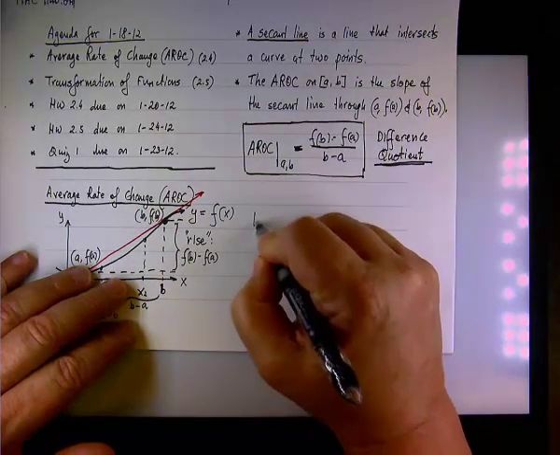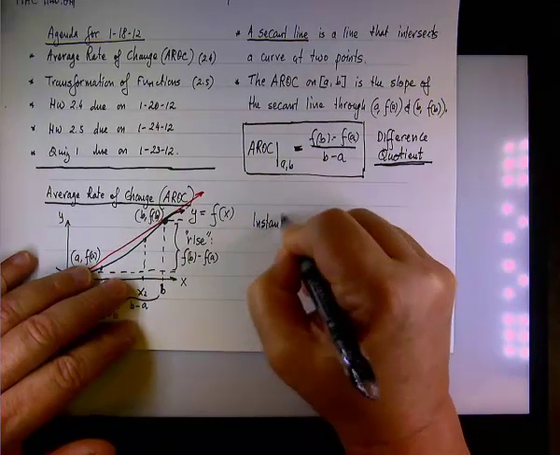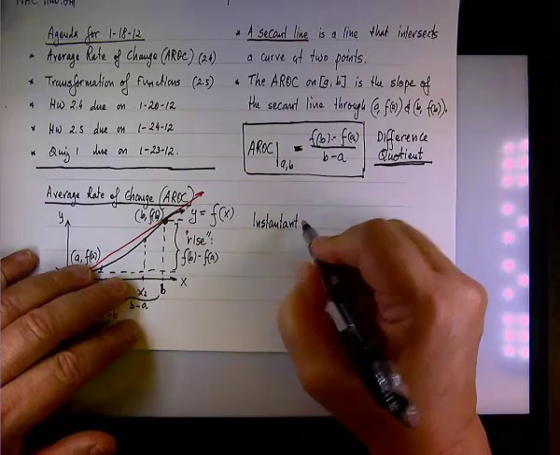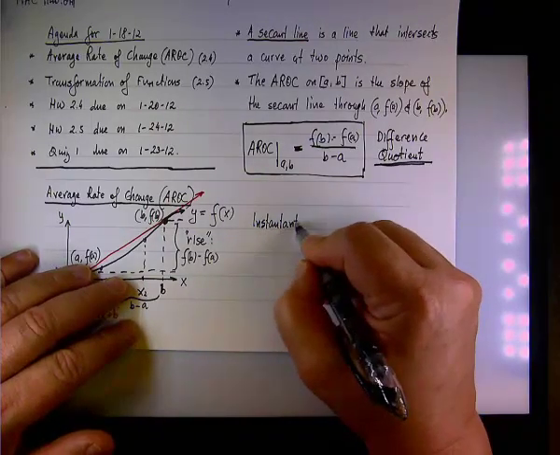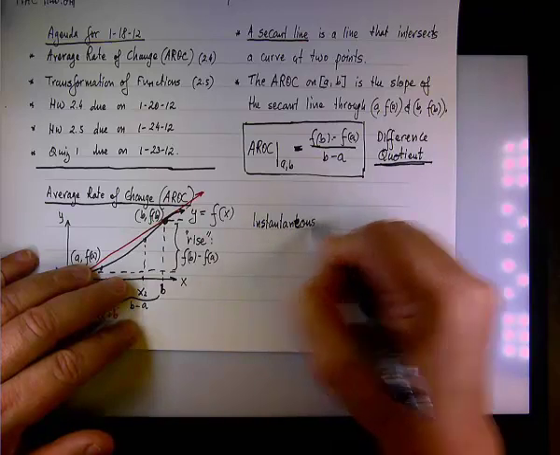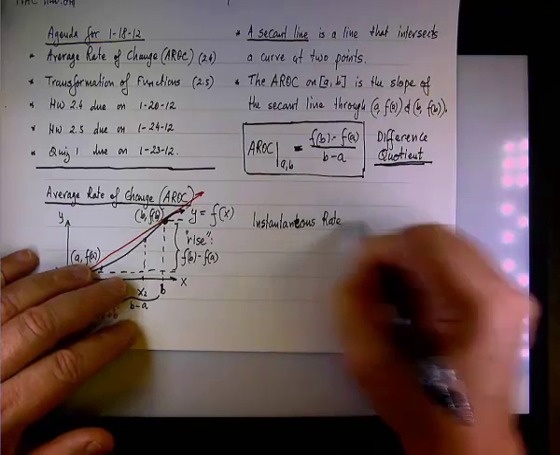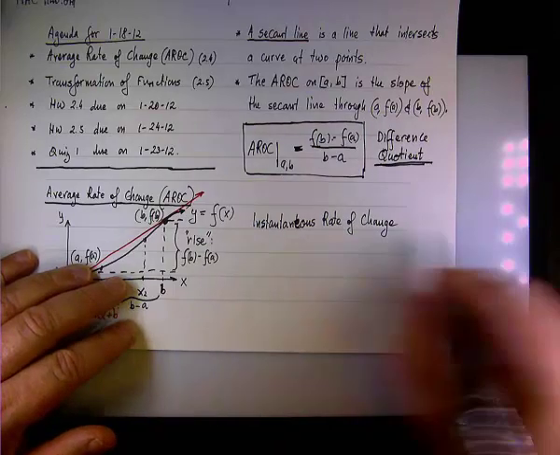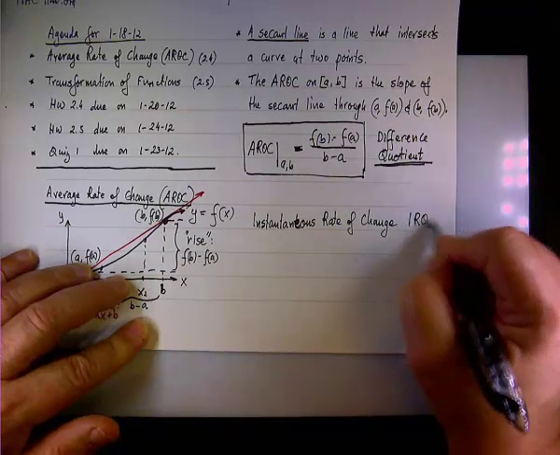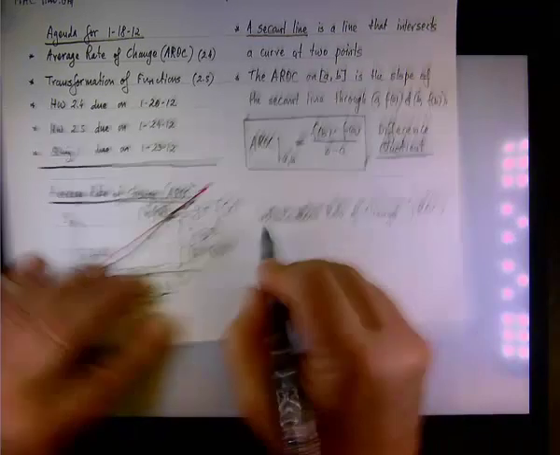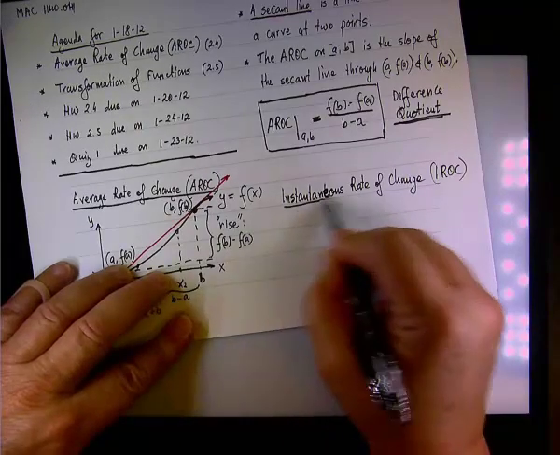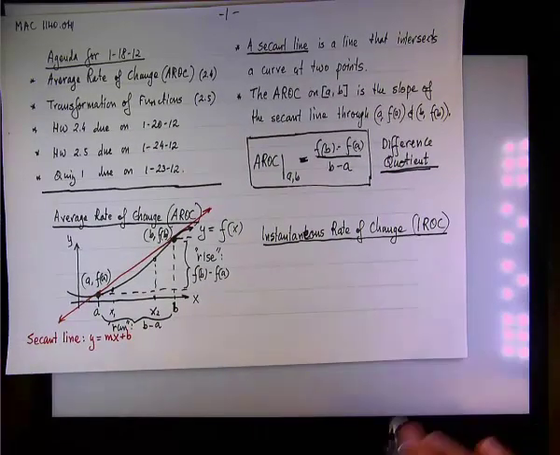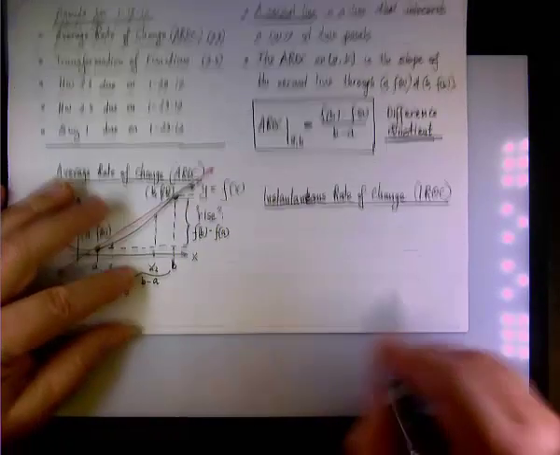So, instantaneous rate of change. Instantaneous, I think I have an extra T here. And it's a long name, so I'm going to shorten it by using the acronym AROC. Okay? So what is the instantaneous rate of change?